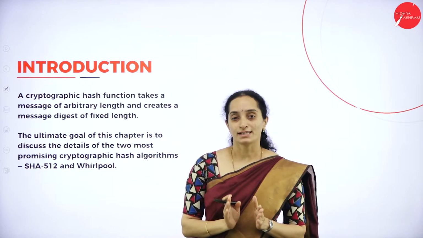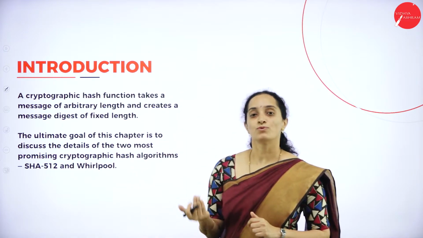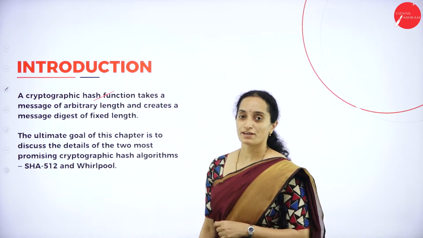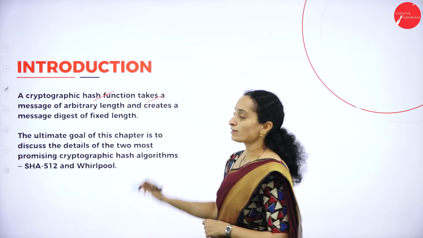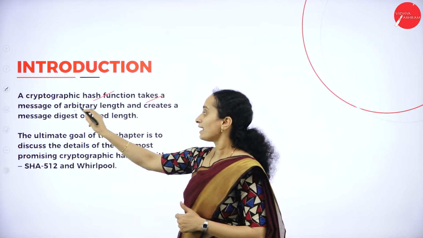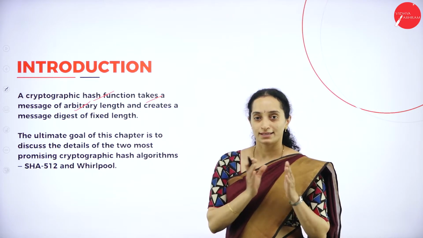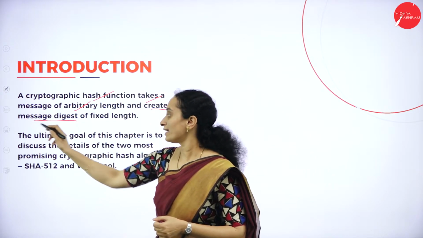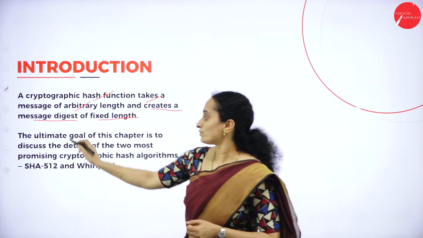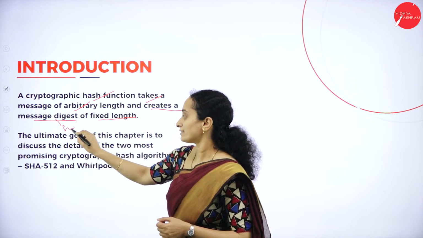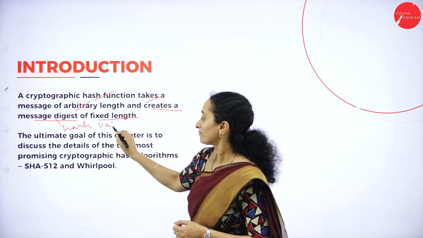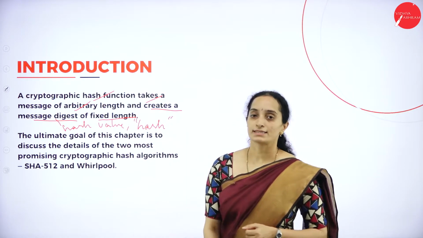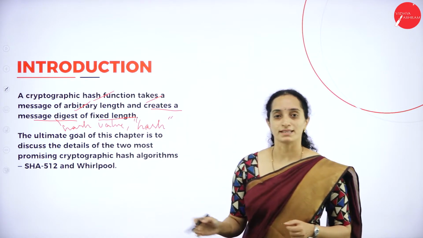With this basic knowledge of hash functions, let's move on to study more about the cryptographic hash function. A cryptographic hash function takes a message of arbitrary length, that is a varying length, and creates a message digest of fixed length. This message digest is called the hash value or simply the hash.